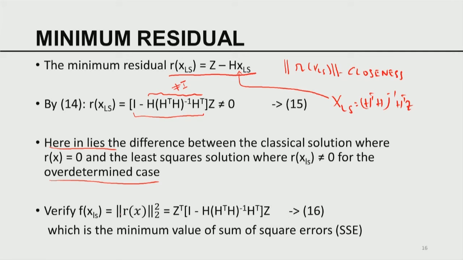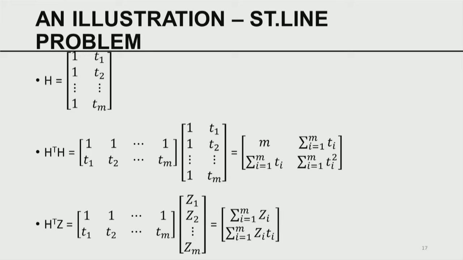Now, if you substitute X_LS in f(x), we get the minimum value of the sum of the squares. So that is what is called the minimum value. That is a measure of the fit between the model and the observation. So this is the measure of the fit between the left hand side and the right hand side.